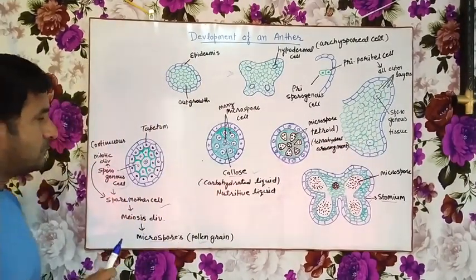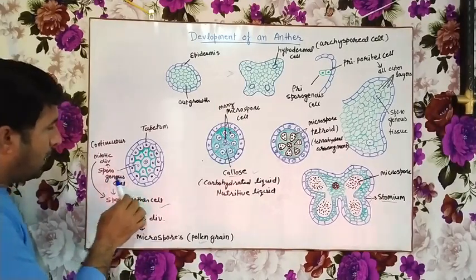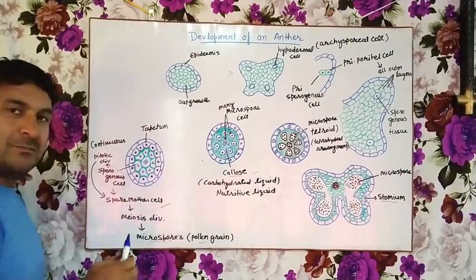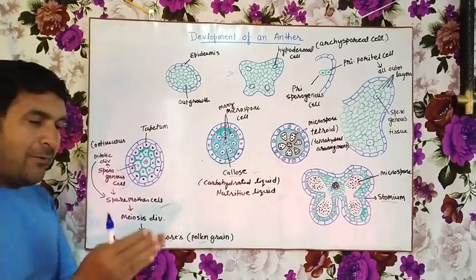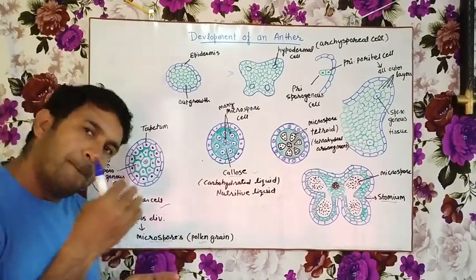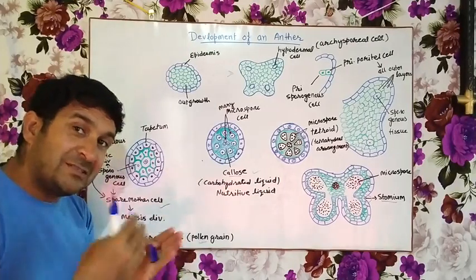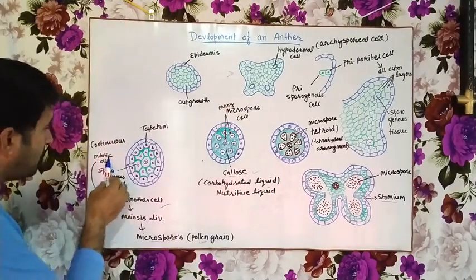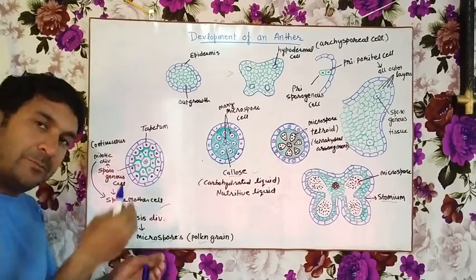Okay, so these cells develop, and after the development these cells take part in mitotic cell division. The continuous mitotic cell division develops the spore mother cells inside it.